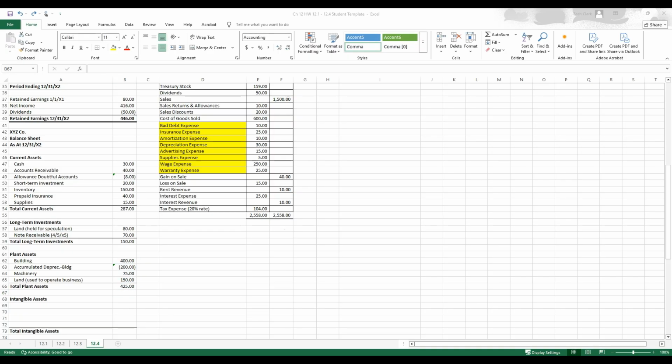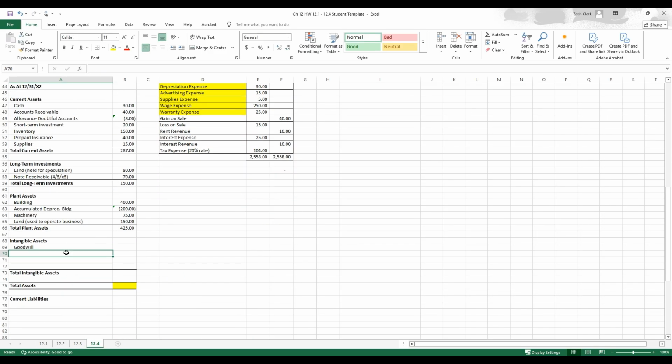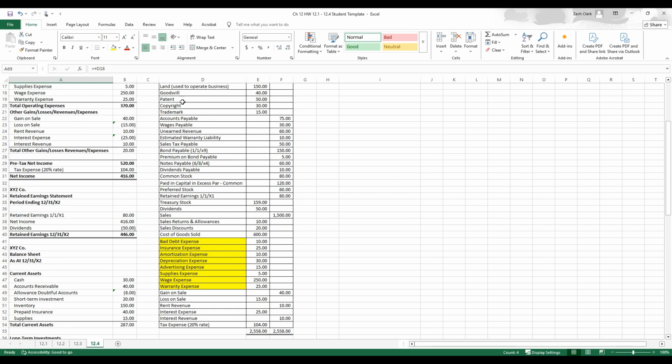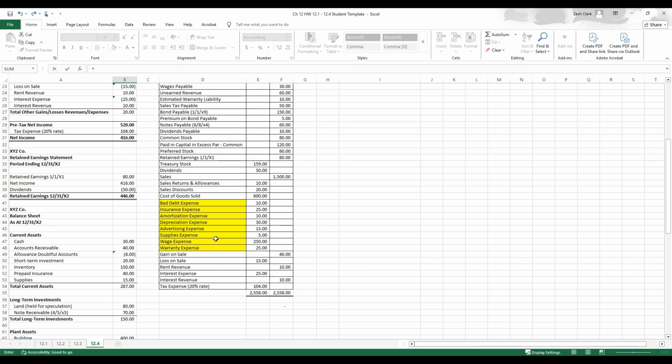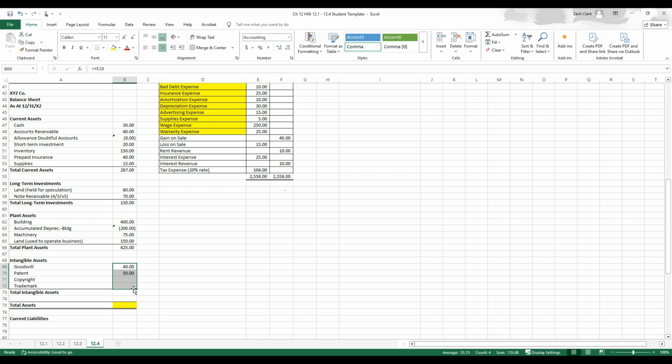Okay, so 425 is our total plant assets. Now we're going to go to intangibles. Start with our goodwill. And that brings us all the way down, patent, copyright, trademark. And then we're going to go into the liabilities next. So that's everything there. Let's bring in all the totals.